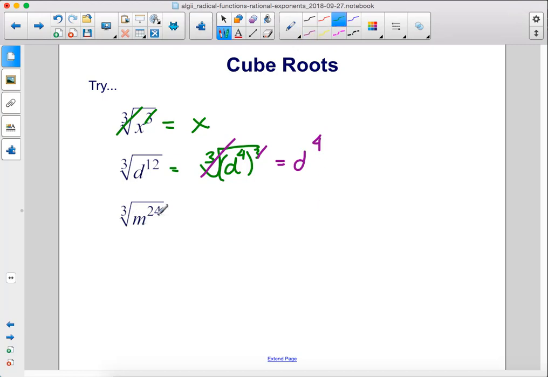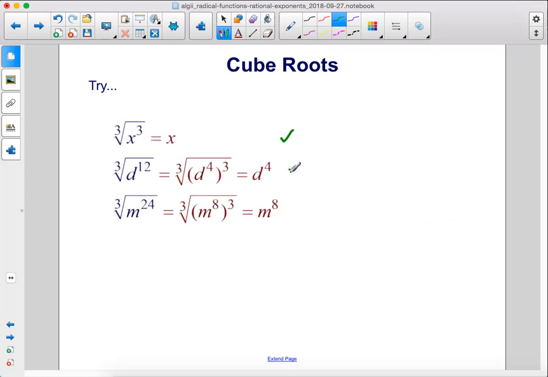Here we can rewrite m to the 24th as m to the 8th power raised to the 3rd power, because 8 times 3 is 24. Then we would cancel out the cube and the cube root, and we are left with m to the 8th power. And there are the answers.